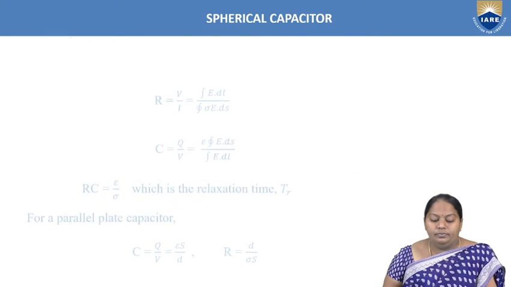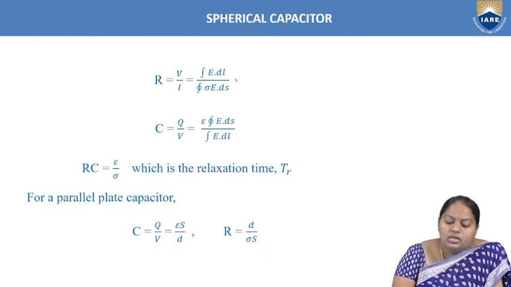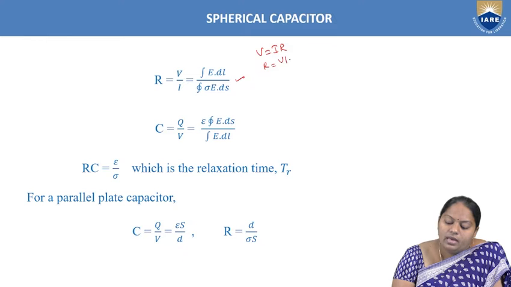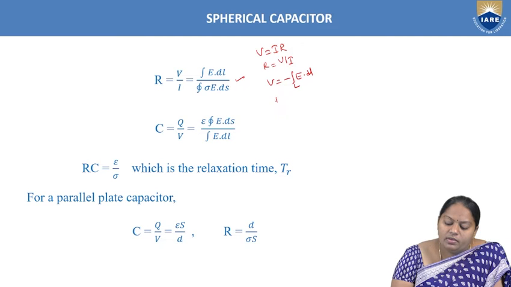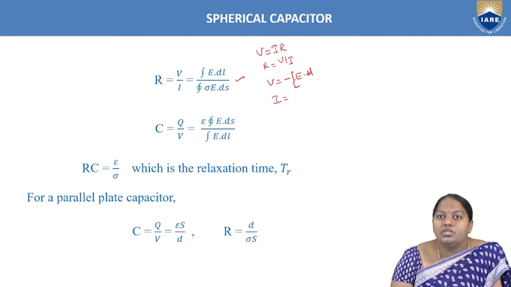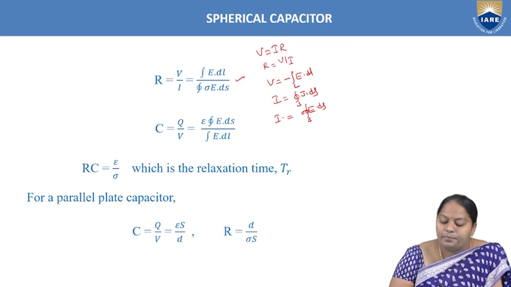Now, as we know, resistance R is given by Ohm's law, V equal to IR. From this, R can be obtained as V by I. V is expressed in terms of electric field, and the relation between E and V is V equal to minus integral over L of E dot dl. The current I is related to the conduction current density, hence I equal to the integral over S of J dot ds, where J is the conduction current density given by sigma into E. So the closed surface integral over S of sigma E dot ds is the value of I.